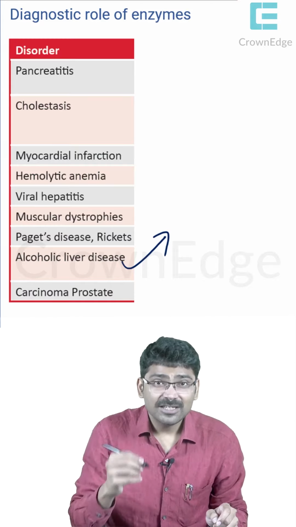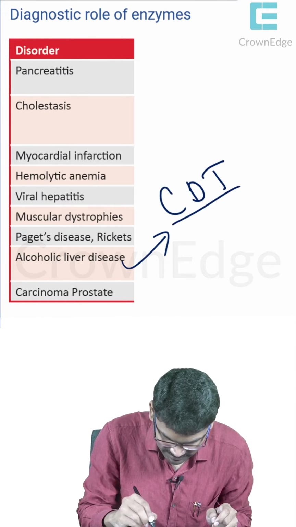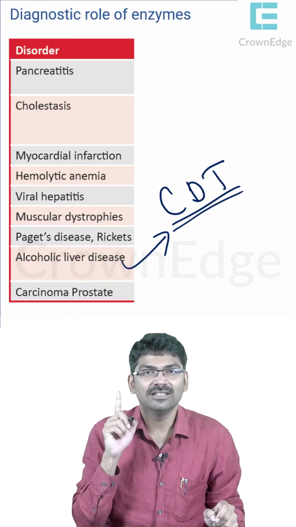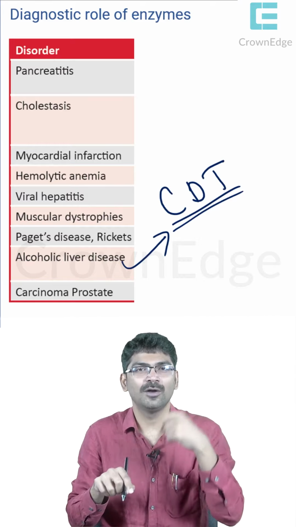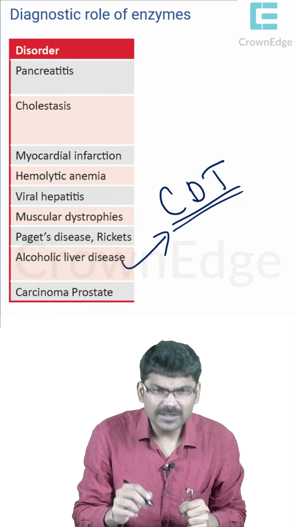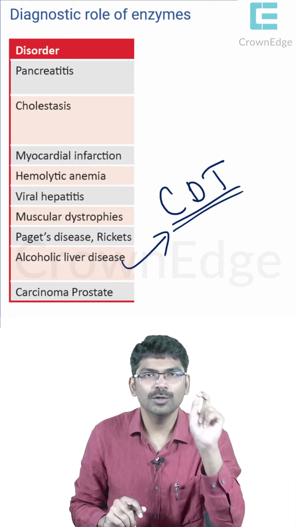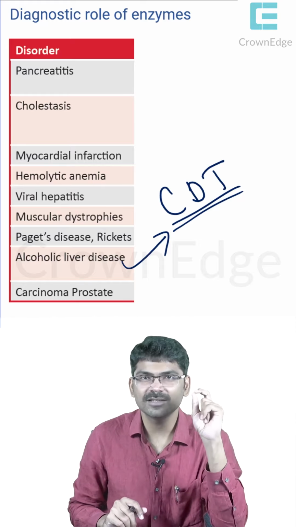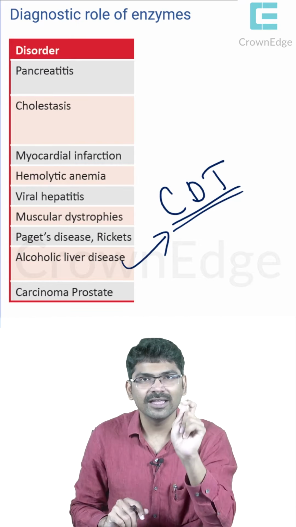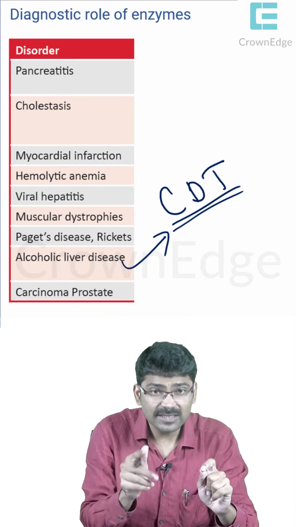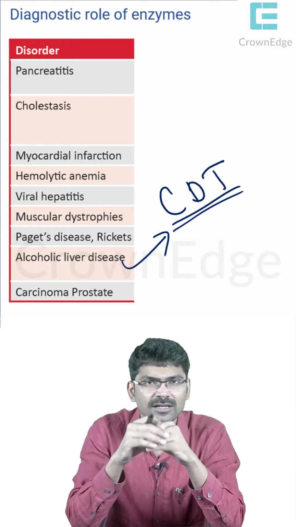Carbohydrate deficient transferrin, CDT, is that marker which will tell whether you are a chronic alcoholic or not. What is the meaning of carbohydrate deficient transferrin? First of all, do you know transferrin? Transferrin is a protein which is involved in the transport of iron, right? Transferrin, ferric means iron, right?